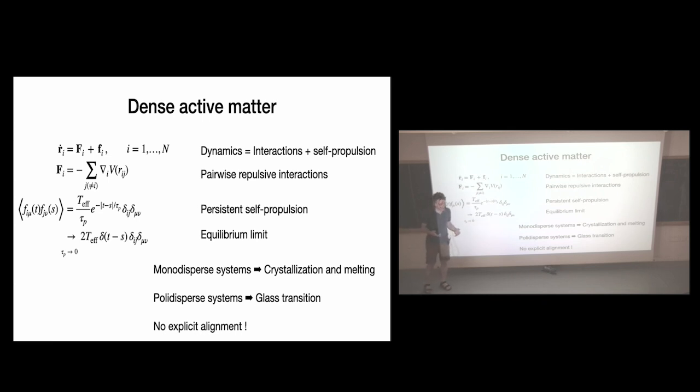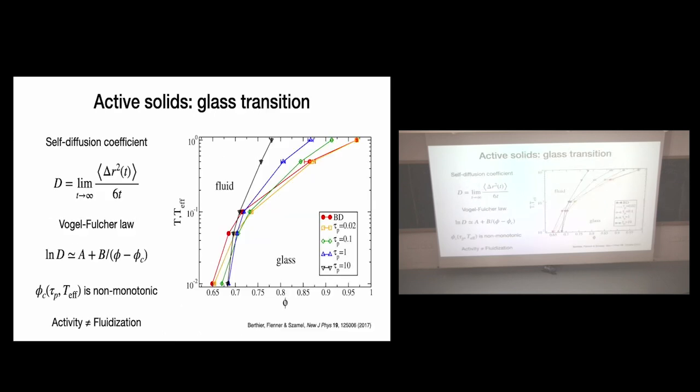So what do we expect in this case? If you have monodisperse systems, you expect crystallization and the melting transition. But if you are polydisperse, you can go into the glass transition. I want to pinpoint that there is no explicit alignment here. We are looking at what is called scalar active matter. And then one can say, okay, let's see what happens. These results have been reviewed in this very nice paper.